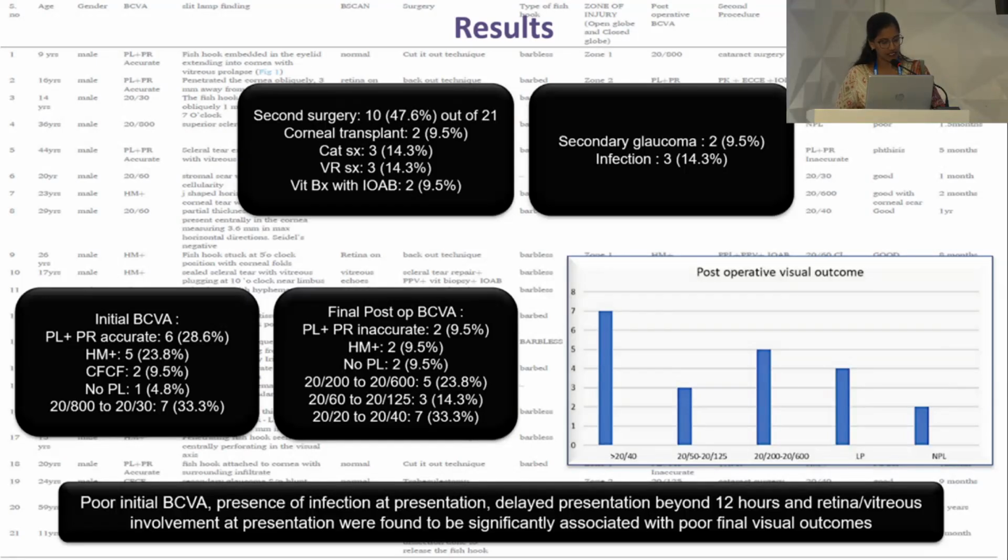Poor initial best corrected visual acuity, presence of infection at the time of presentation, delayed presentation beyond 12 hours, and retina and vitreous involvement at the time of presentation were found to be significantly associated with poor visual outcomes.